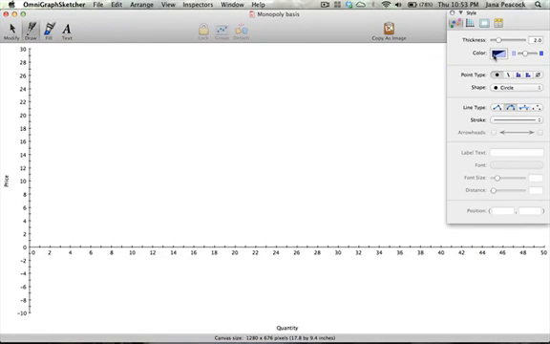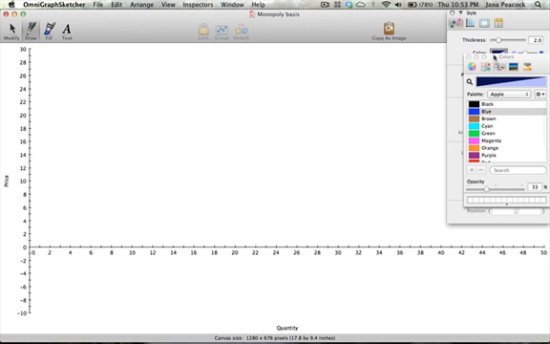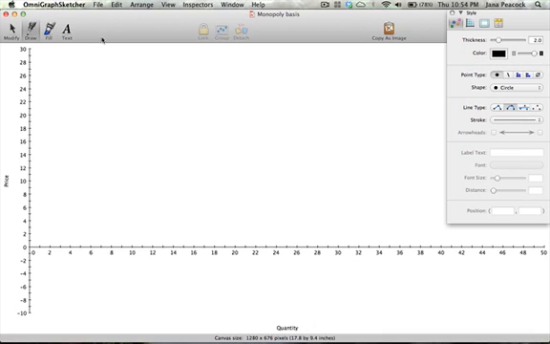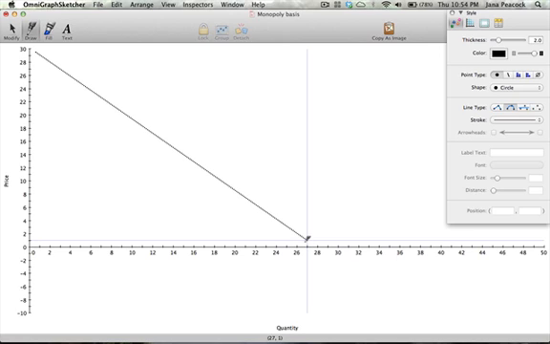Hi, let's talk about consumer and producer surplus. If we're talking about consumer and producer surplus in a monopoly, we are looking at something a little bit different than your standard consumer and producer surplus.